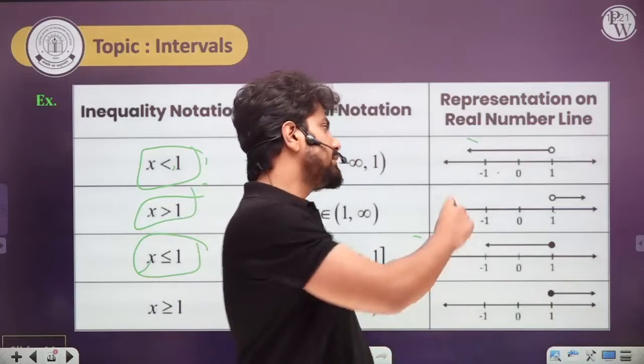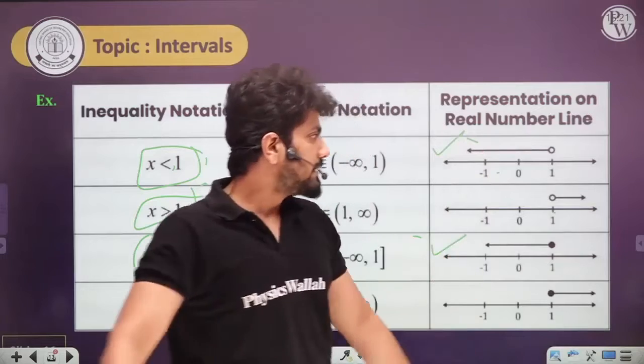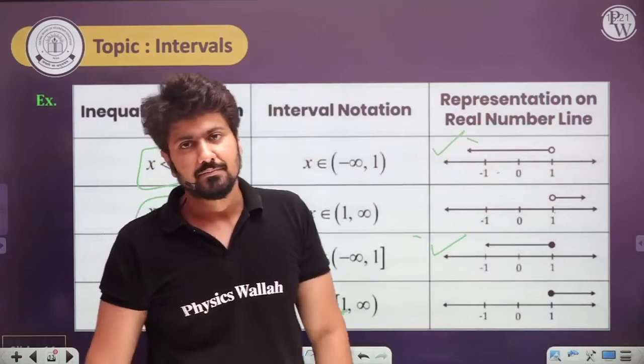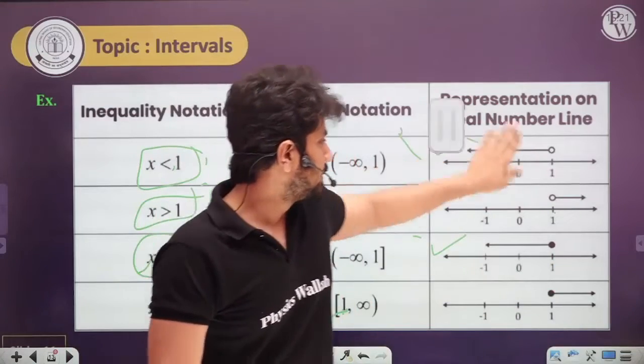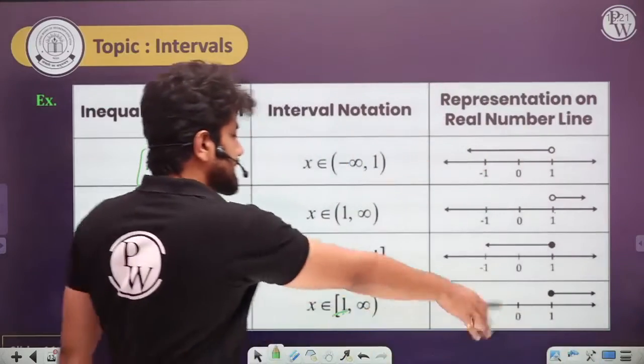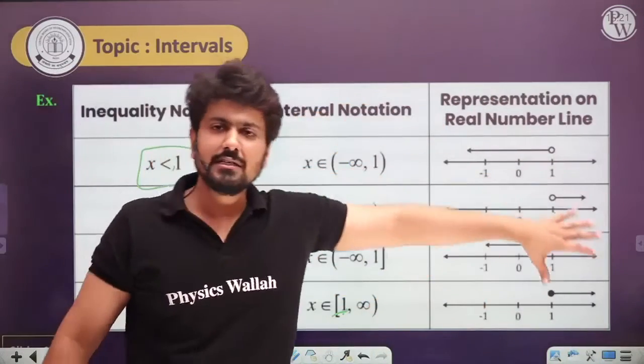Can you see the difference between the first photo and the third photo? The first one is saying X less than 1. This is saying X less than or equal to 1. And then in the fourth one, we have X greater than or equal to 1. This is how we represent it. So this is representation on the real number line.